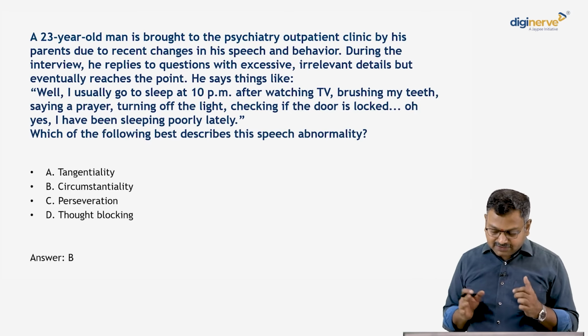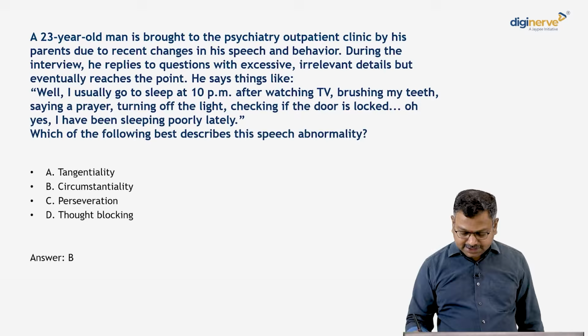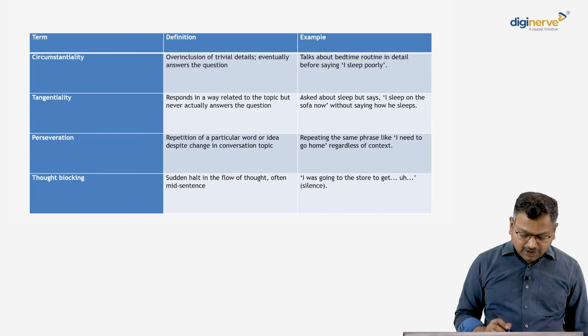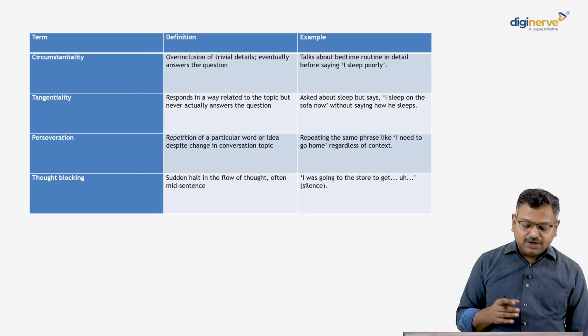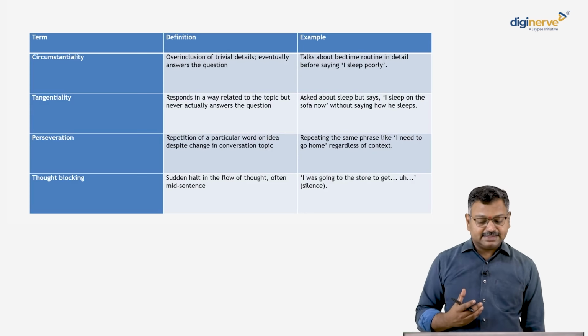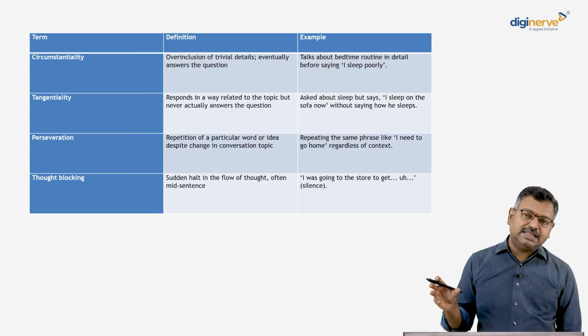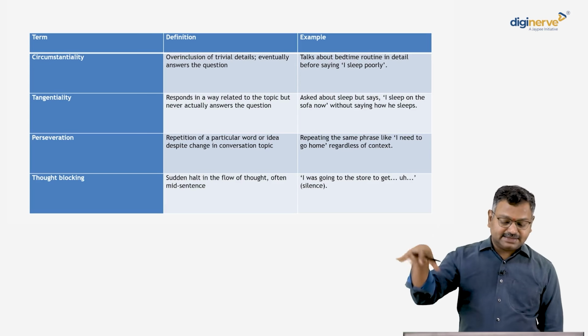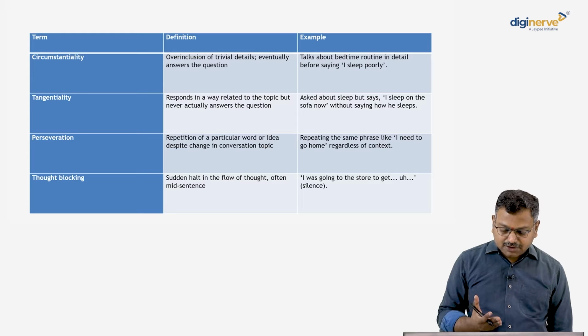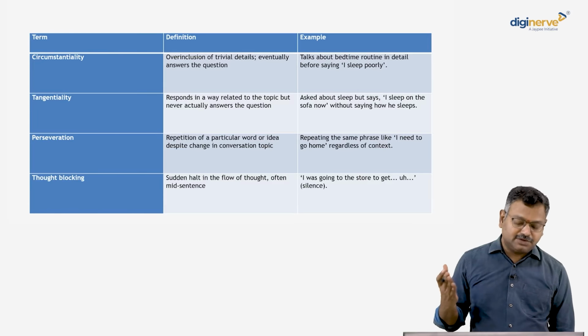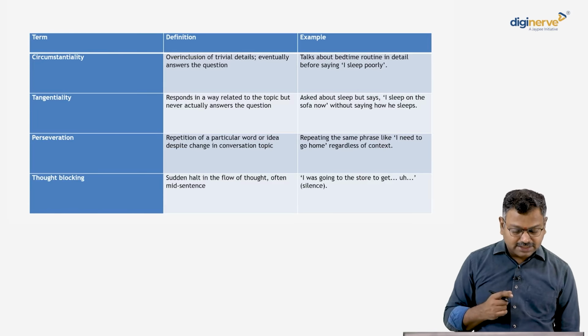Thought blocking is an abrupt interruption that you would see there. Now, you would get all these things in schizophrenia and psychosis. So, circumstantiality is over-inclusion of trivial details. To say that the patient sleeps slowly, he says many things there. Tangentiality is going out of the topic. Ask about sleep, and the patient says, "I sleep on the sofa now," without saying whether the sleep is good or not.